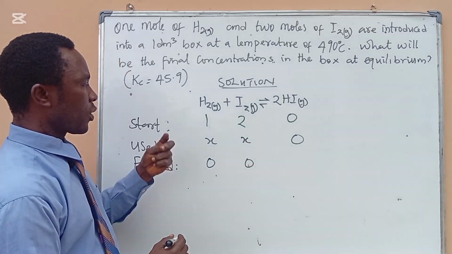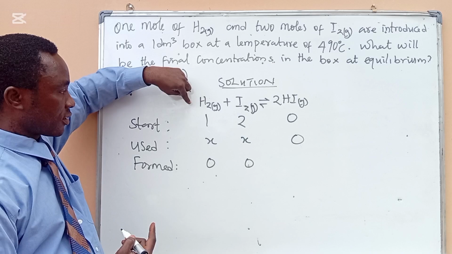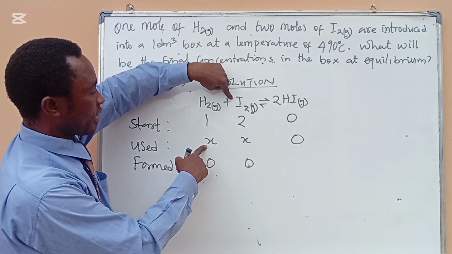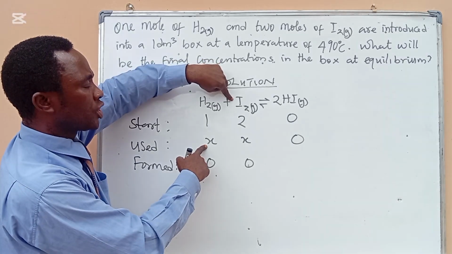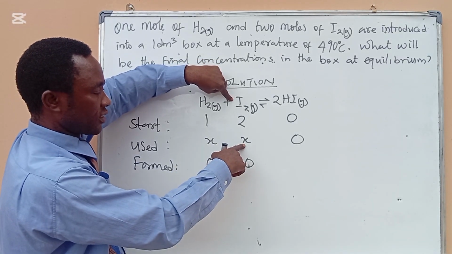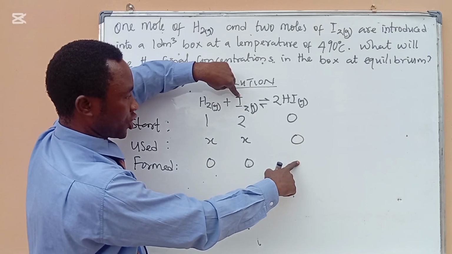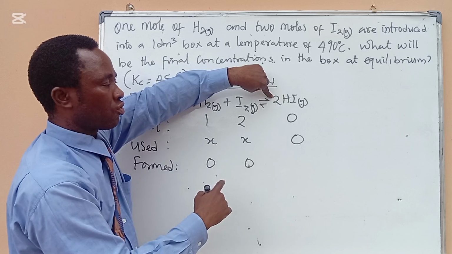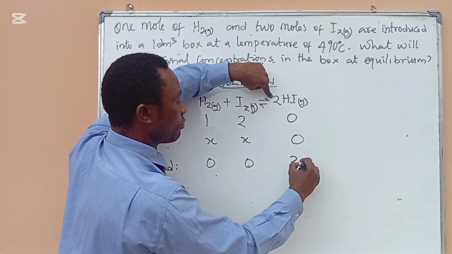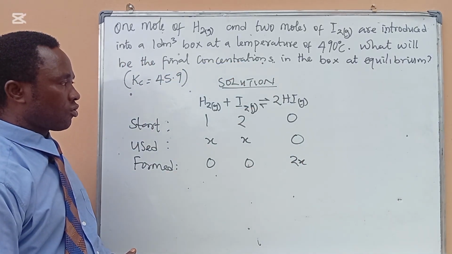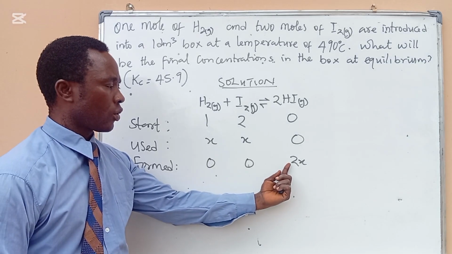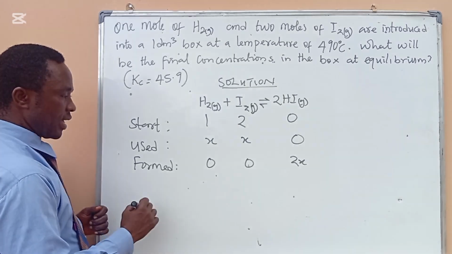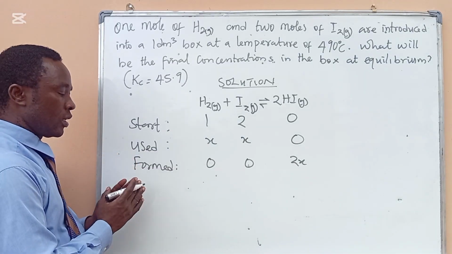The product formed can be obtained also from the stoichiometric coefficient. Now, the stoichiometric coefficient of hydrogen is 1, and X is used. The stoichiometric coefficient of iodine is also 1, so X is used. Then when you talk about formation, if 1 stoichiometric coefficient takes X, it means that 2 stoichiometric coefficients will form 2X. So the amount of the product that will be formed will be 2X.